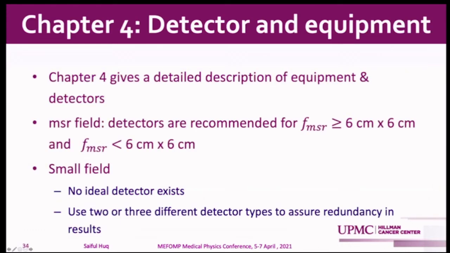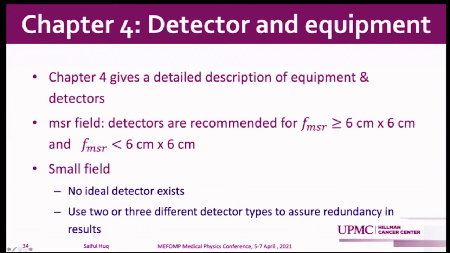Chapter 4 deals with detectors and equipment. And it gives detailed descriptions of what kind of equipment to use for small field dosimetry, and what kind of detectors mostly. There's a lot. Frequently, everybody will be asking, what kind of detector do I use? So I suggest that you read chapter 6 very carefully, and that will give you a full description as to what kind of detector one should be using for small field dosimetry.